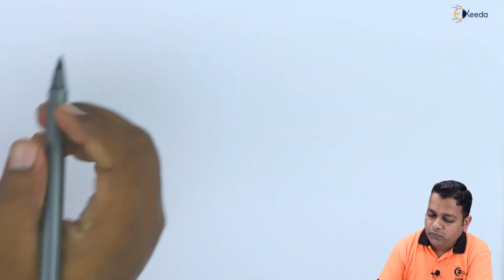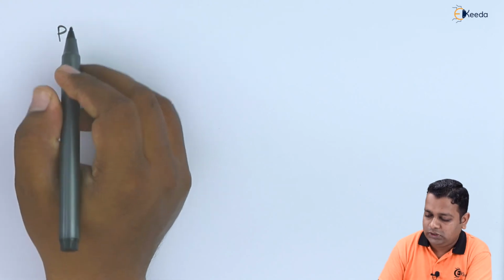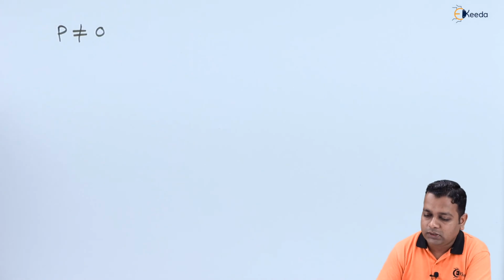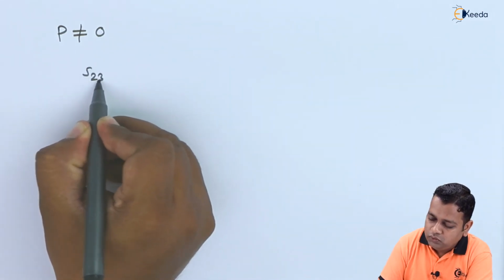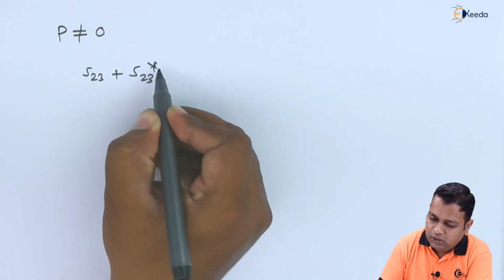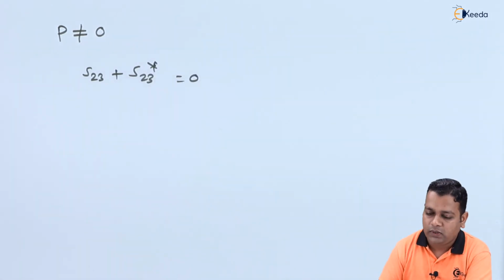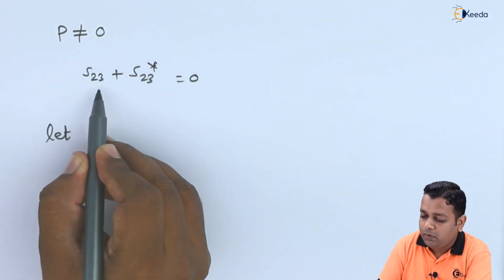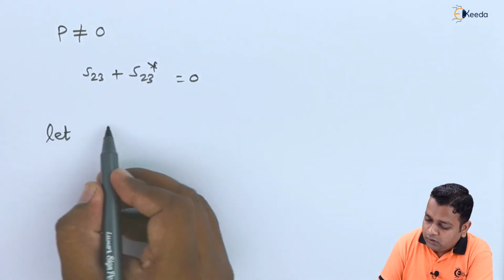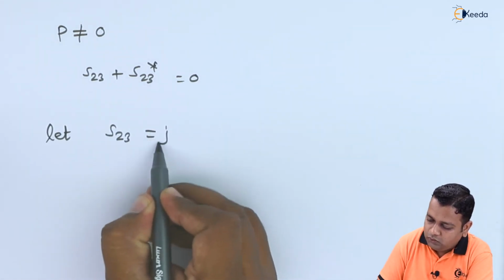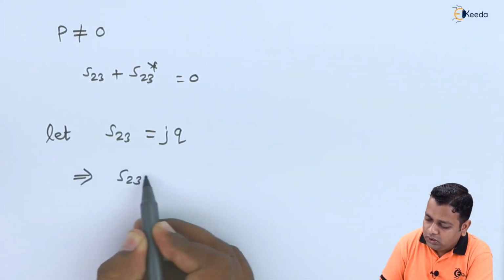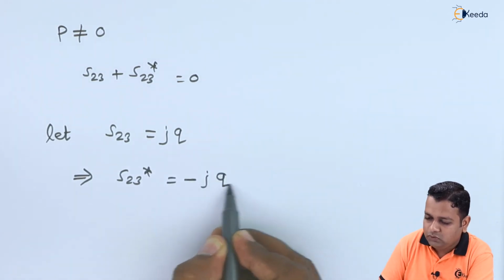Now for equation number 14, we have the assumption that p is real and positive. So p cannot be equal to 0. Therefore for the above equation, we have to take S23 added to S23 conjugate is equal to 0 here. So here we let that S23 be purely imaginary, with S23 conjugate as its conjugate. So S23 is equal to J times Q. So this implies that S23 conjugate will be minus J times Q here.